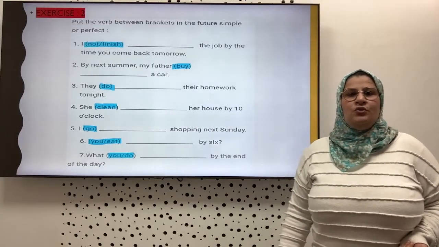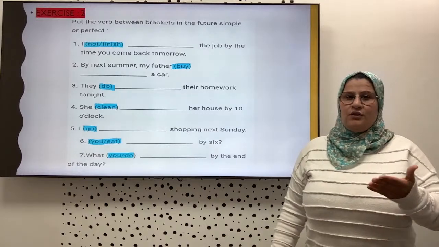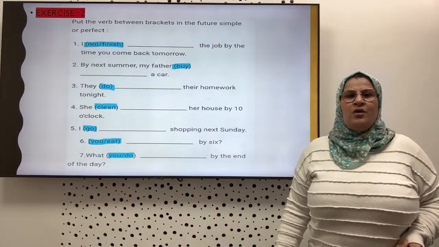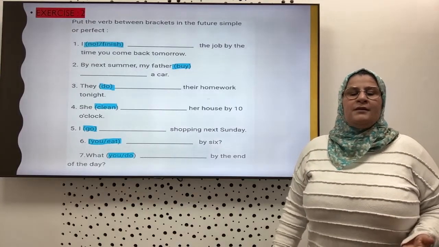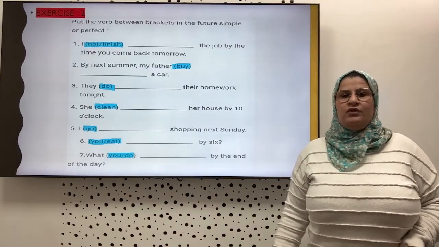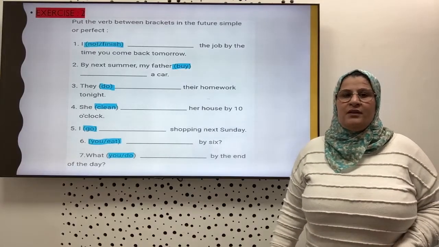Number 6, "you eat by 6." So it's an interrogative form with "by 6." The form is interrogative, so: will you have eaten by 6? And number 7, "what verb to do?" So, "what you do by the end of the day?" So: what will you have done by the end of the day?